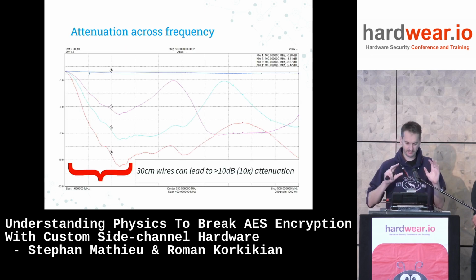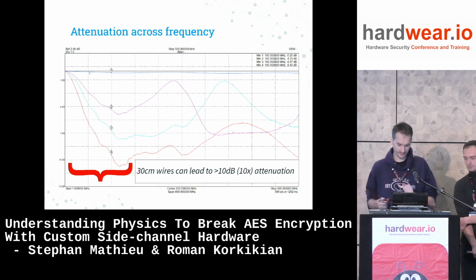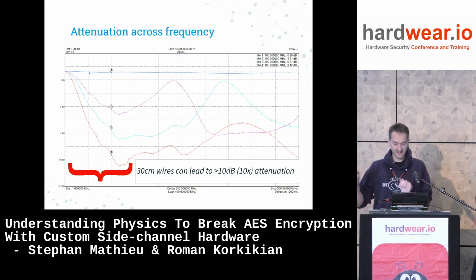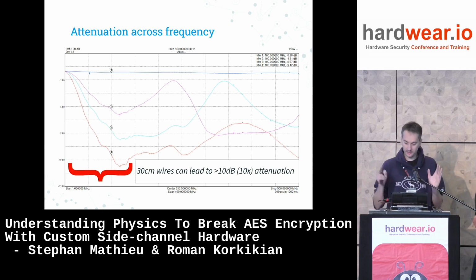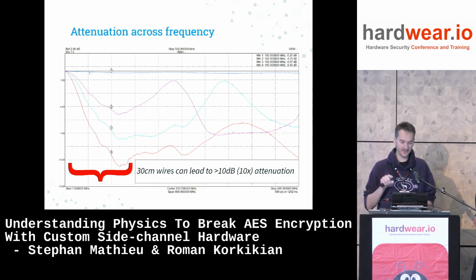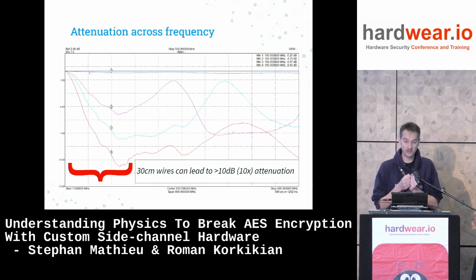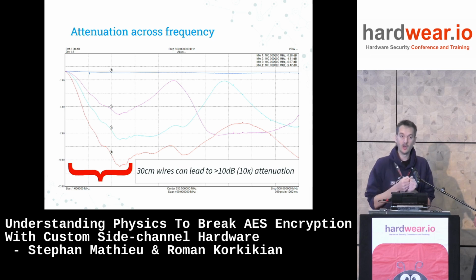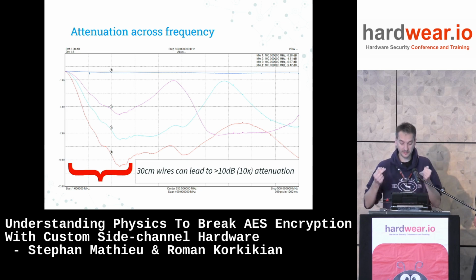Here, I'm going to introduce that kind of graph because we are going to reuse it quite a lot in the following slides. In the x-axis, you have the frequency, as I said before, from 1 megahertz to 500 megahertz. In the y-axis, you have the attenuation. That means that the higher the curve, the less attenuation or signal degradation you have for a given frequency. Bottom line, and this will remain true for the remaining slides, the higher it is, the better it is, because you're losing less information.